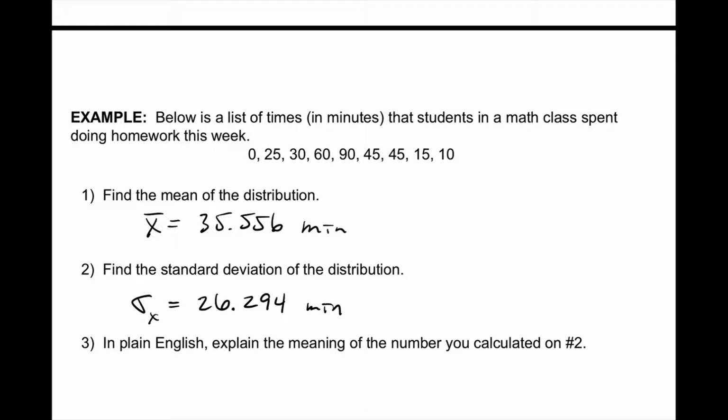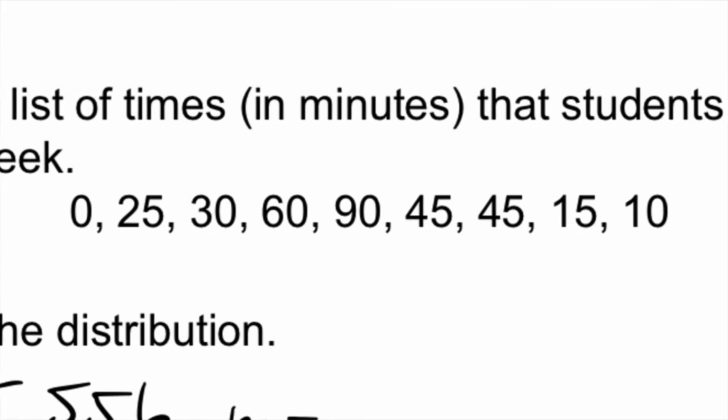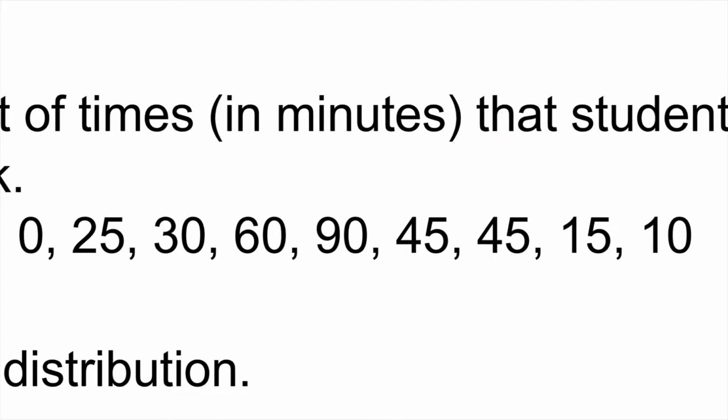Let's see what else. What if I were to do this? What if I doubled every number in my list? Doubled all of these guys. Doubled it. Not 0 anymore, or still 0 because double 0 is 0. Not 25 anymore, now it's 50. 60, 120, 180, 90, 90, 30, 20. What would happen to the mean? Would the mean go down, go up, stay the same?